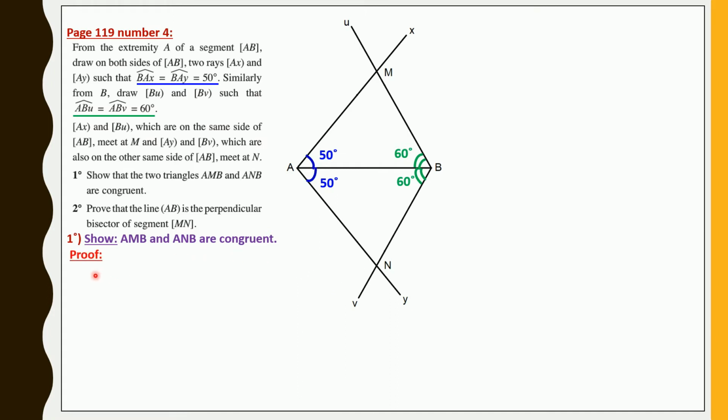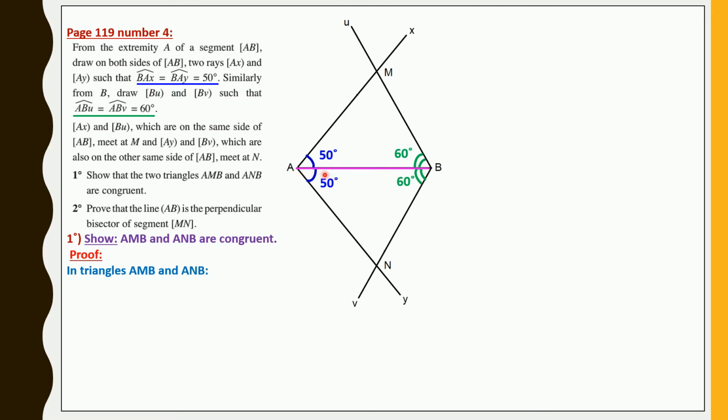Proof. So first we start with the introduction statement. We write: in triangles AMB and ANB. Then we gather the three pieces of evidence needed to prove that they are congruent. So let's see in the figure. We noted that in the names of the two triangles AMB and ANB, we have these two repeated letters, A and B. So we notice that segment AB is a common side of these two triangles. So we found our equal side.